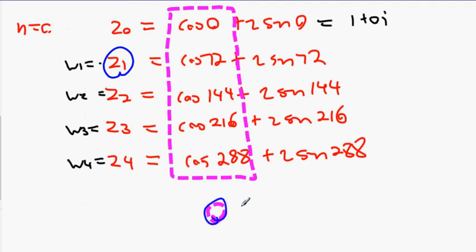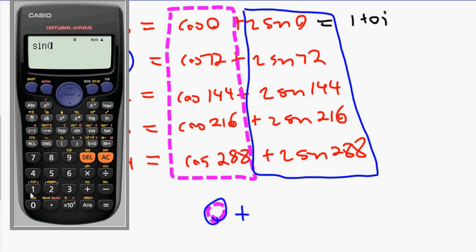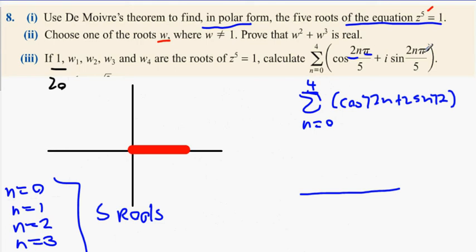Then we're going to add all the sines together, like so. And when we add all the sines together, what we're going to get is sine 0 plus sine 72 plus sine 144 plus sine 216 plus sine 288, and once again 0. So we're going to say the grand total of all of them added together equals 0. Okay.